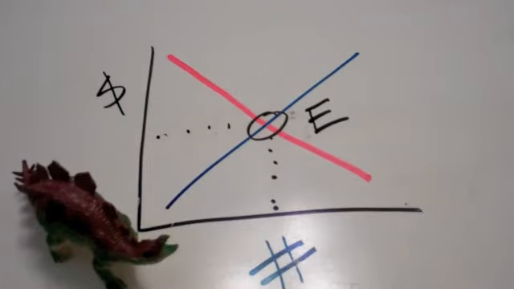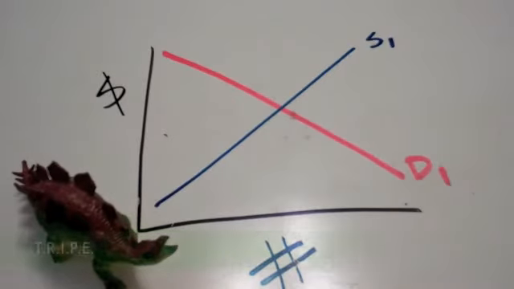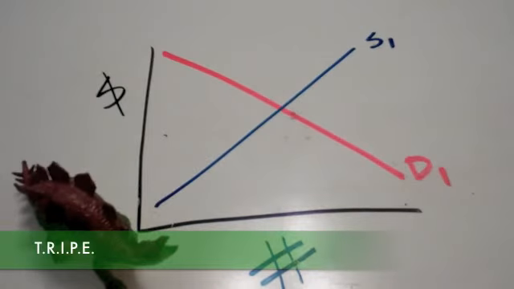Now, like we talked about in both graphs in the previous videos, you have things that can change supply and things that can change demand without changing the price. Remember TRIPE and NICE G. Those things will then affect equilibrium price and quantity. Let's look at a change in demand first.